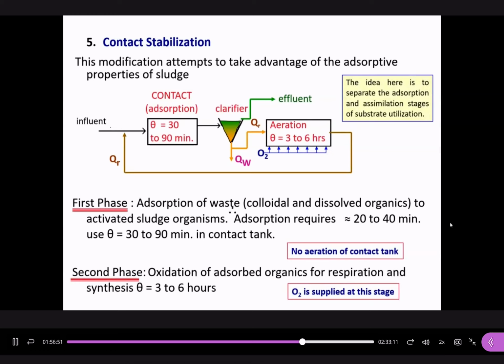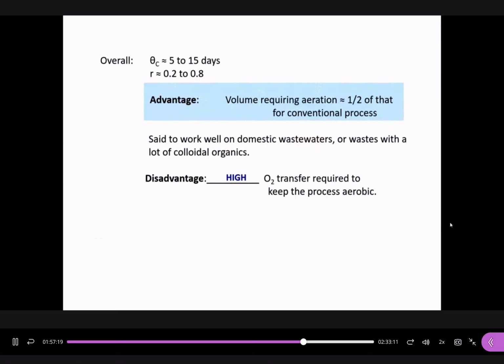And for the contact tank, theta is half an hour to 1.5 hours. In the aeration tank, 3 to 6 hours. 2 phases. The idea here is to separate the absorption and assimilation stages of substrate utilization. The advantage is the volume requiring aeration is 1/2. So imagine you originally have a very large tank. After separation, you have a smaller aeration tank, half the size. It's more efficient, but you can imagine for that smaller tank, you need to supply more oxygen. Therefore, you need pure oxygen gas instead of air.